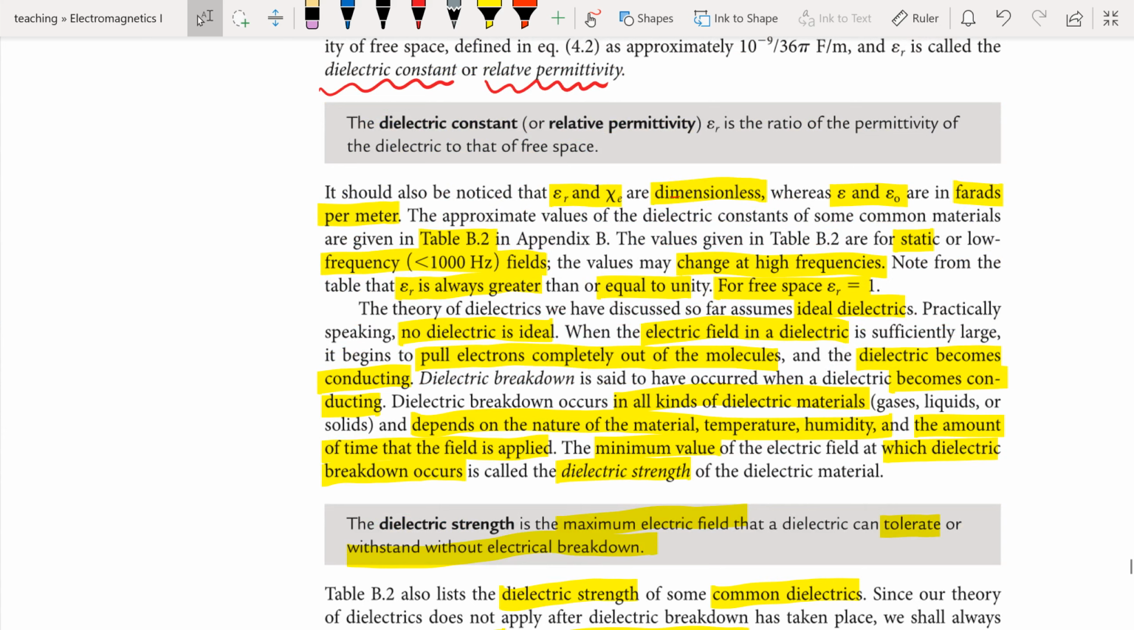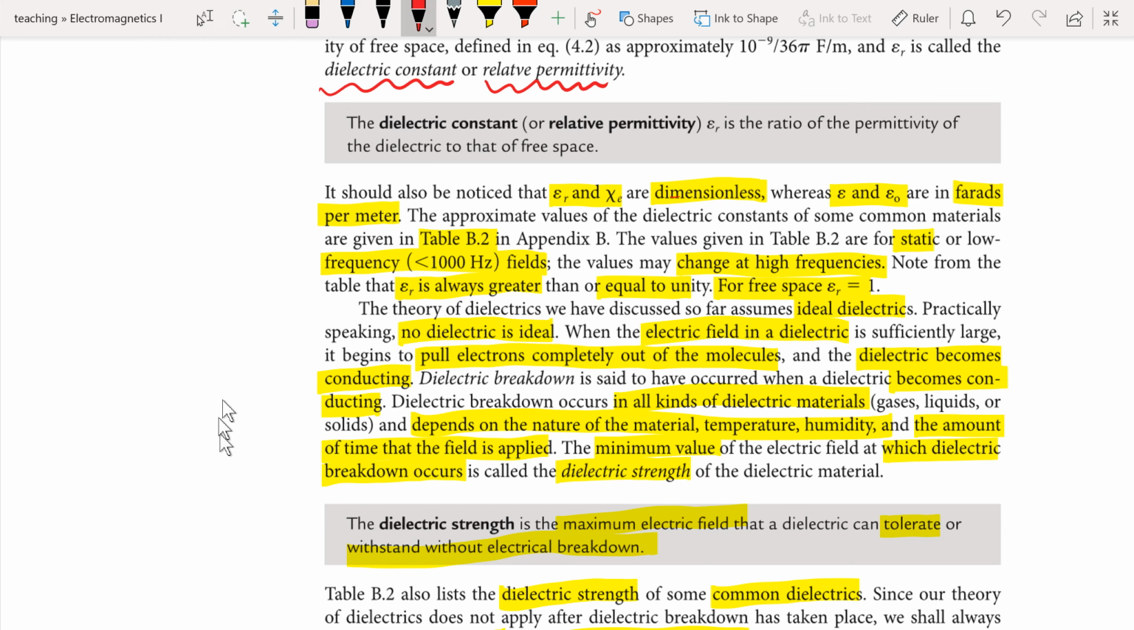So the last thing that I want to mention is that the theory of dielectrics we have discussed so far assumes that the dielectrics are ideal. But practically speaking, no dielectric is ideal, and ideal means that it never has breakdown. So there is a concept called dielectric breakdown, and it occurs as follows. When the electric field in a dielectric is sufficiently large, it begins to pull electrons completely out of the molecules, and the dielectric becomes conducting.